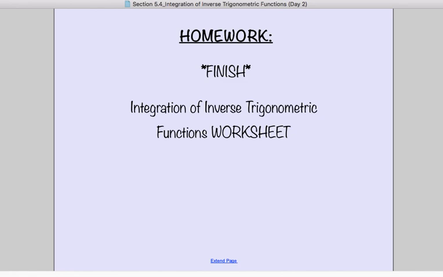If you have questions, please feel free to message me. But you have your integration of inverse trig worksheet from the day before. You should go ahead and finish that in its entirety.